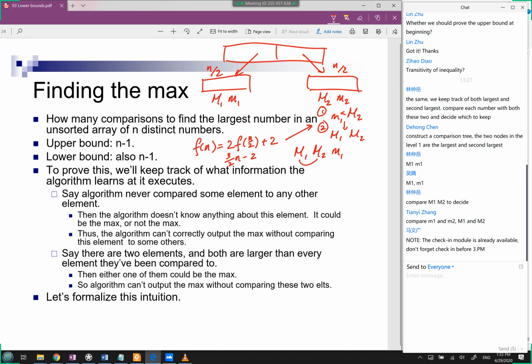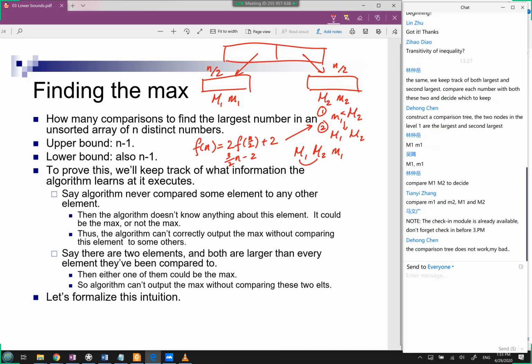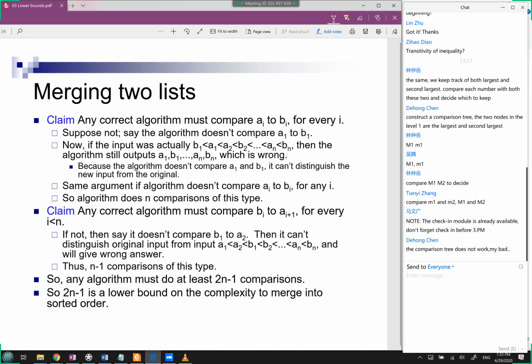Now I want to mention that there's actually a more efficient algorithm that I think Dehong was talking about. It is based on the comparison tree, but you have to do something on top of it. Let me start with what you're saying, which is this comparison tree. If you have a bunch of numbers, x1, x2, x3, x4, and so on, up to xn.